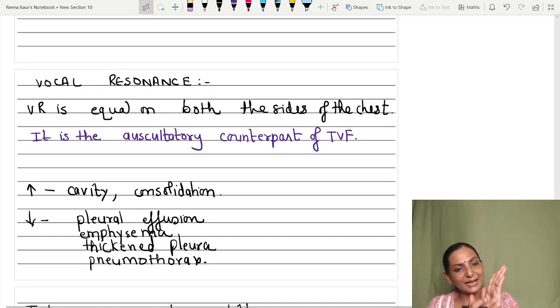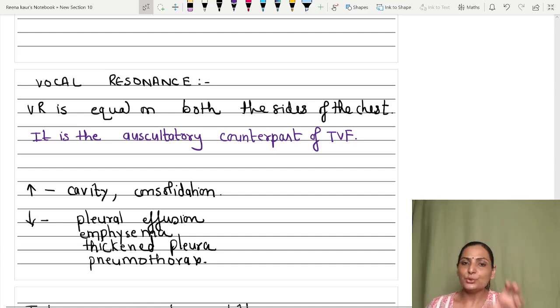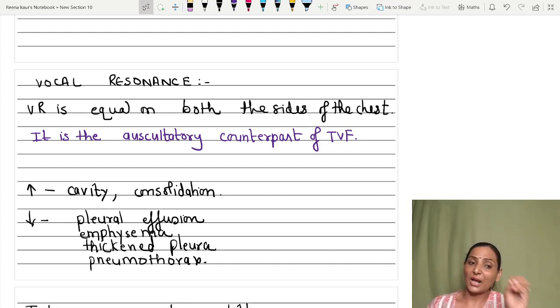So what you did as tactile vocal fremitus with the hand, the same thing when you are using your stethoscope and you are asking the person to say 111 and you are hearing it, is called vocal resonance. A very common mistake is confusing vocal resonance and tactile vocal fremitus. Tactile means you have to feel, vocal means you have to hear.